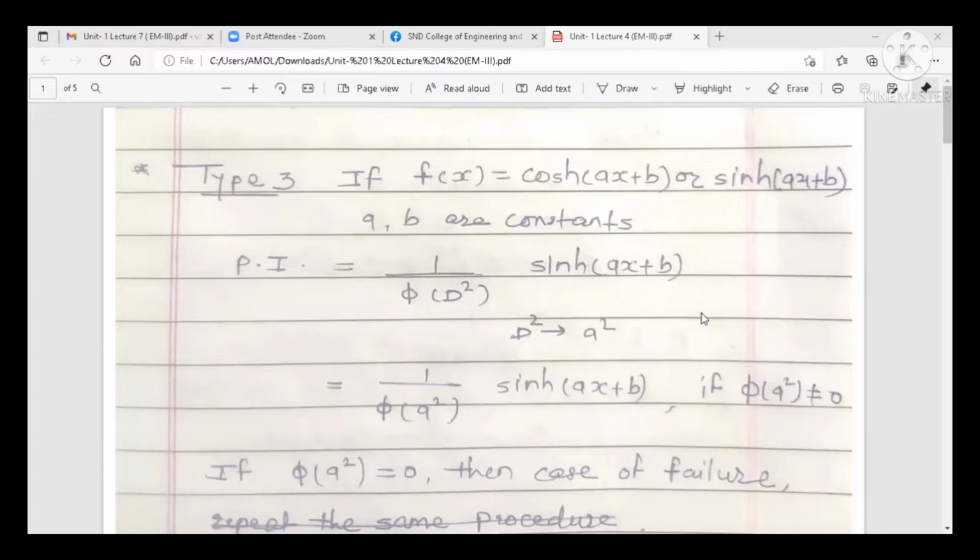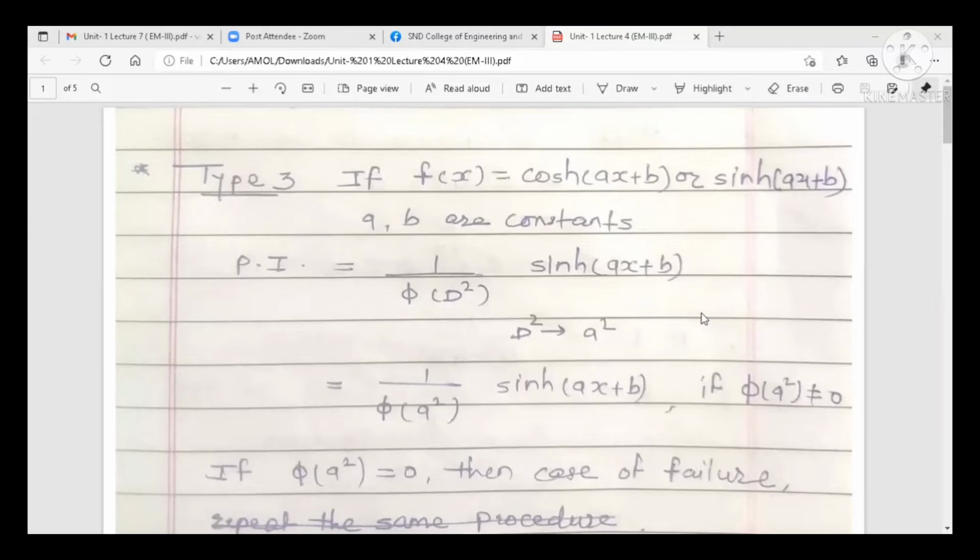Our subject here is Engineering Mathematics 3, and today's topic is case 3, or type 3, of the shortcut method. The shortcut method is used to find the PI. We have already discussed the general method and the first two cases of the shortcut method. Now we are going to discuss type 3 of the shortcut method to find the PI. This topic is from the first unit, LDE, linear differential equations with constant coefficients.